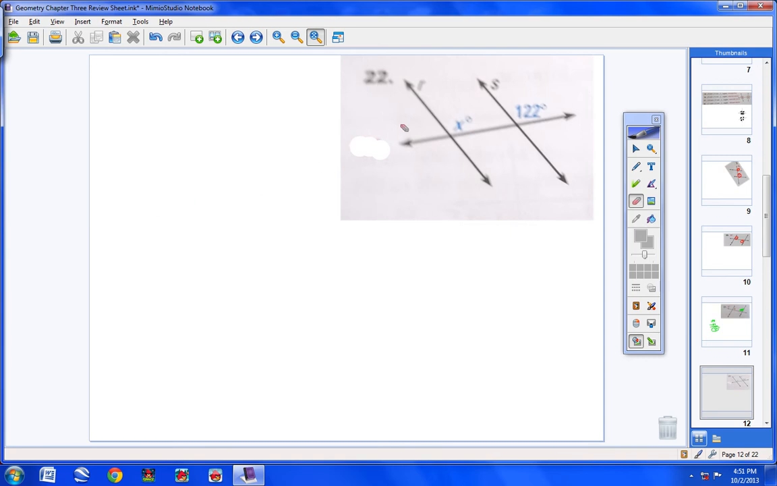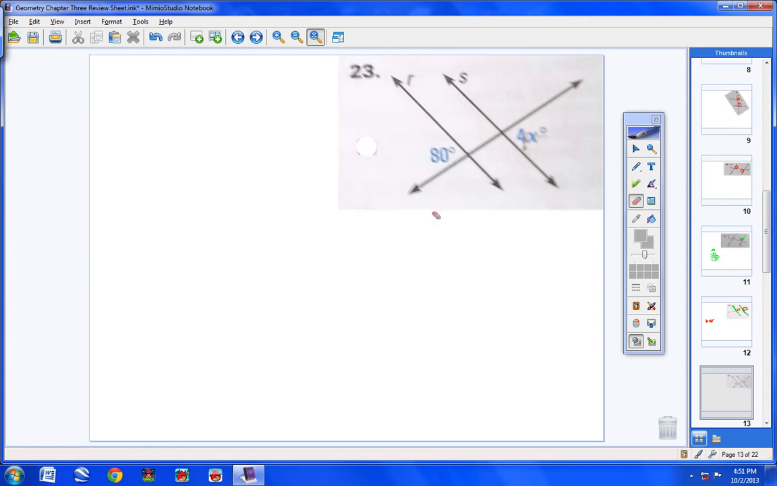All right, now, if we want R and S to be parallel, like this, then we better first of all decide what these two angles are called. Well, this angle here and this angle here are called corresponding angles. And if we want these two lines to be parallel, then corresponding angles have to be congruent. So x equals 122 degrees. 122 degrees. All right, number 23.